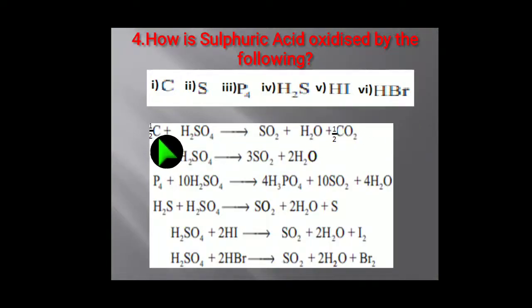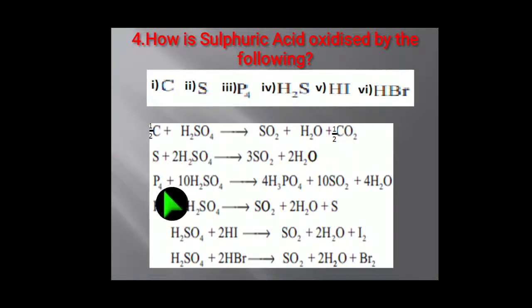The first equation we see, the carbon reacts with the sulfuric acid, carbon turns to carbon dioxide. So oxidation, carbon turns to carbon dioxide, sulfur dioxide and water. This equation is a balanced equation. The second one we see, sulfur reacts with the sulfuric acid, sulfur turns to sulfur dioxide, oxidation, with the water.